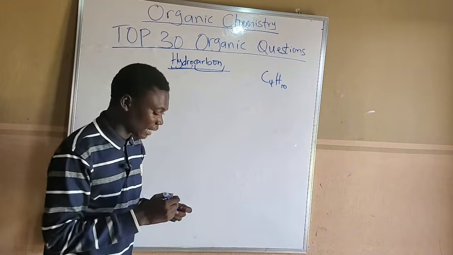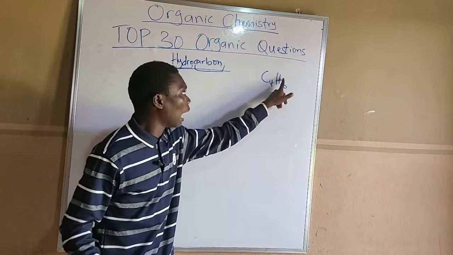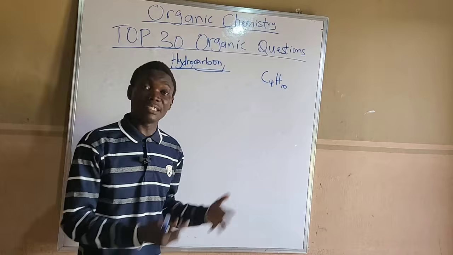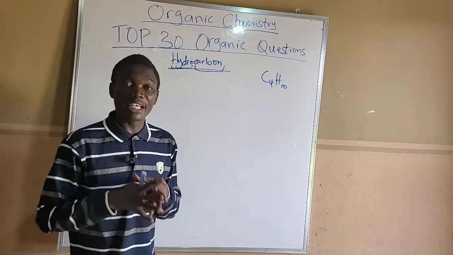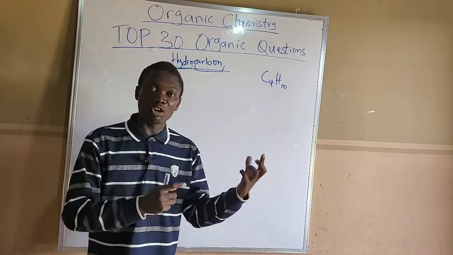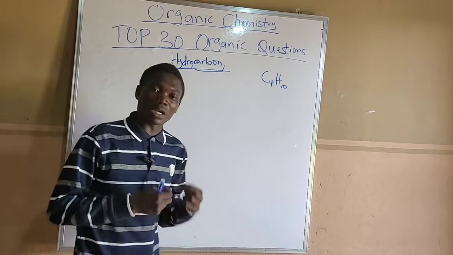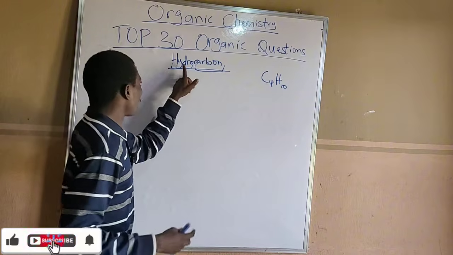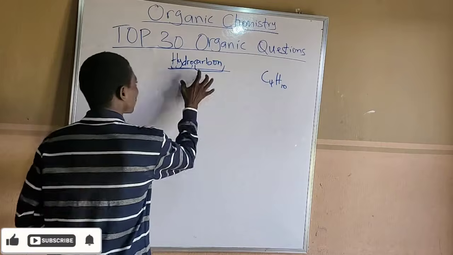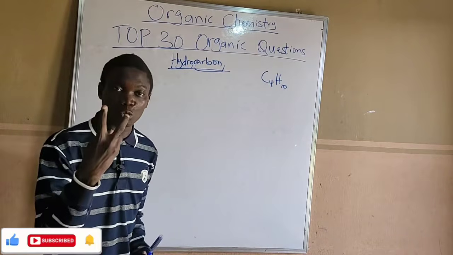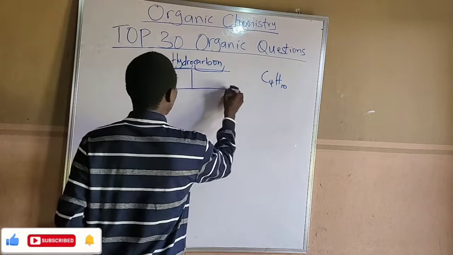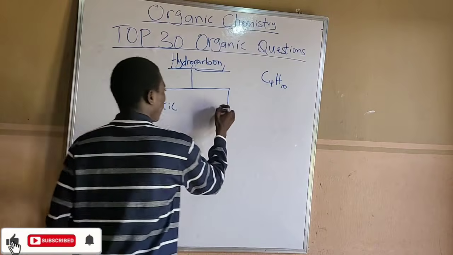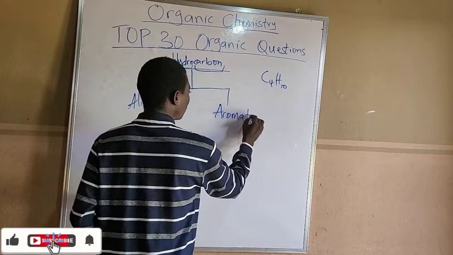Our concern here is that it's a combination of only carbon and hydrogen. Even your petrol, C8H18, has 8 carbons and 18 hydrogens, but it's a combination of hydrogen and carbon. So that is what hydrocarbon is. As I've explained, it's a combination of hydrogen and carbon. This hydrocarbon can be further classified into 2: the aliphatic, and the aromatic hydrocarbon.